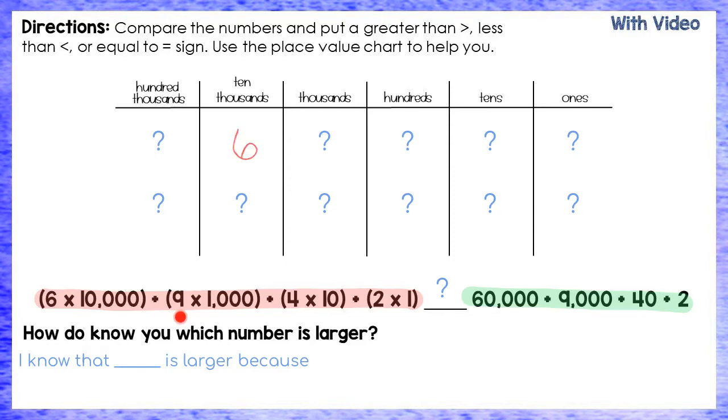So let's put a 6 in the 10,000s place. Next, we look at the next piece, 9 times 1,000. So 9 times 1,000 tells us that there's going to be a 9 in the thousands place. Then we have 4 times 10. That tells us that there's going to be a 4 in the tens place. And 2 times 1 tells us that there's going to be a 2 in the ones place.